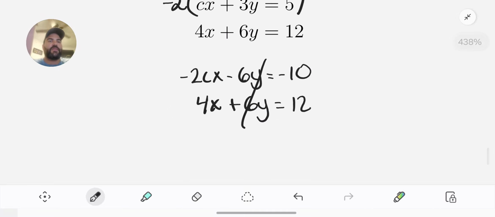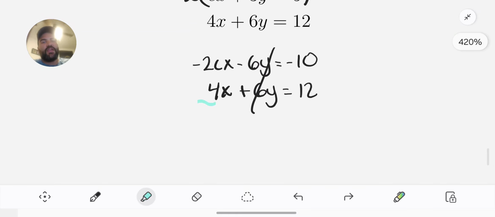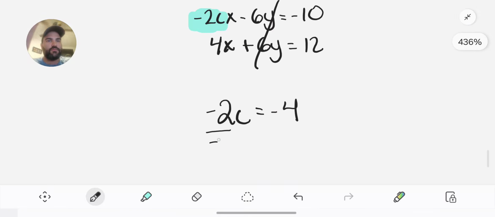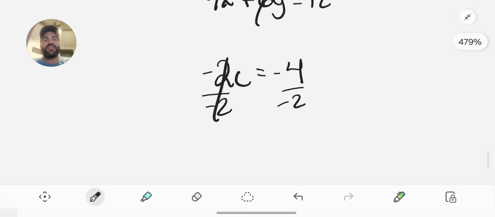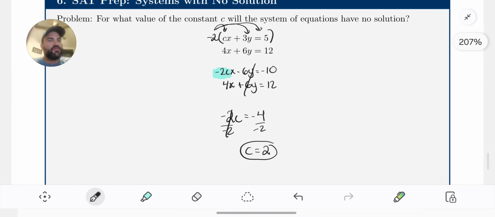That's good. Now, I need these to cancel. You only care about this. What would cancel out with a 4x? A -4x. So we can basically set this equal to -4, because if this blue highlight was -4, they would cancel, right? So I'm going to say -2c equals -4, and then just solve for c. And this is all the work you have to do. C would equal 2. And that's it.